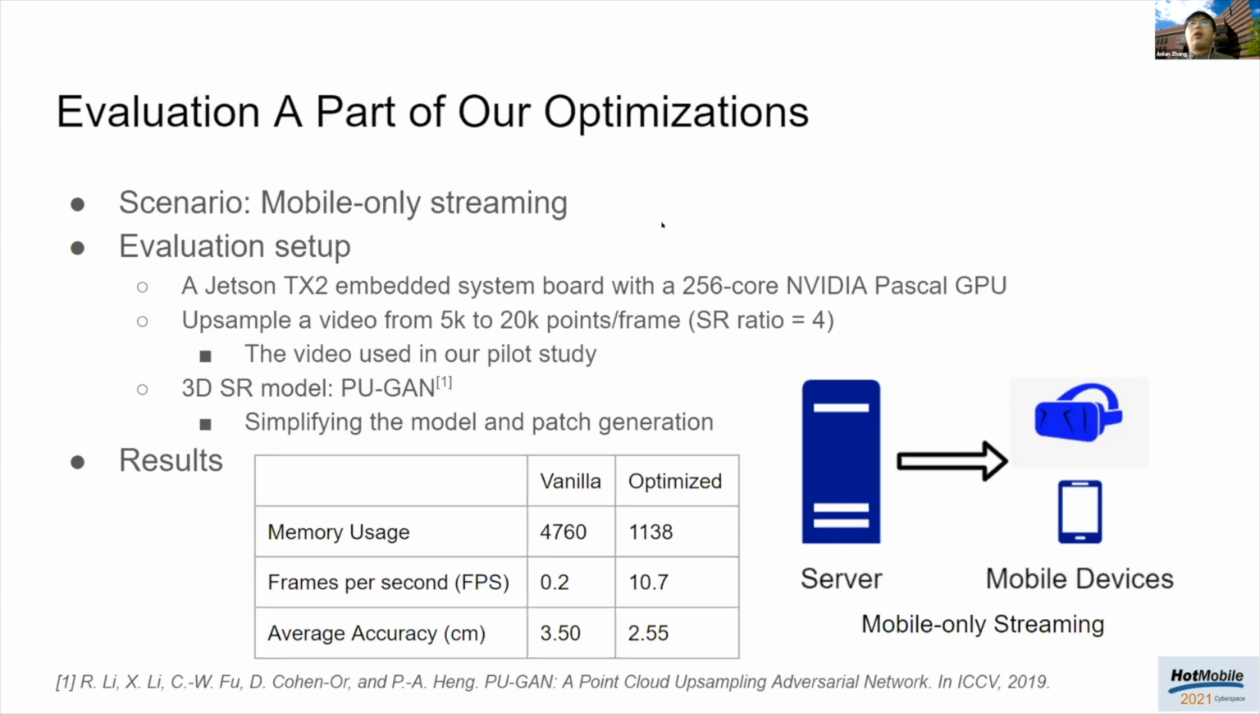The table shows our current results. We consider 3 metrics: the memory usage when doing super resolution, the frames per second for SR of the entire video, and the average SR accuracy for the entire video. For FPS, higher is better, and for the other 2 metrics, lower is better. Our results show that by simplifying the model and the patch generation, we can already drastically improve the FPS and greatly reduce the memory usage. Surprisingly, we also achieve a better average accuracy than the vanilla PUGAN model.